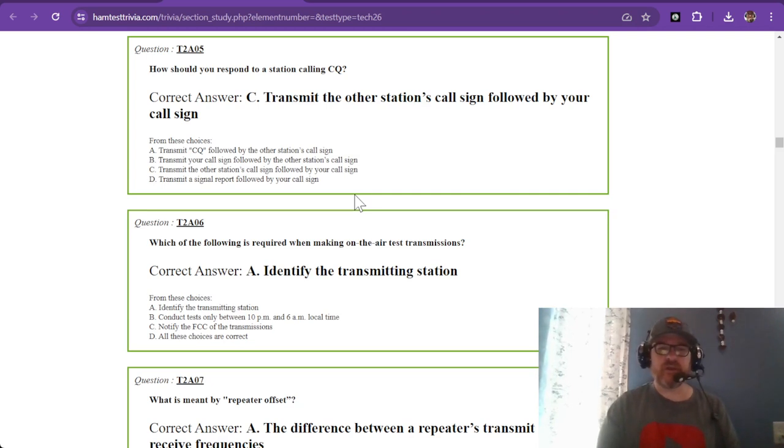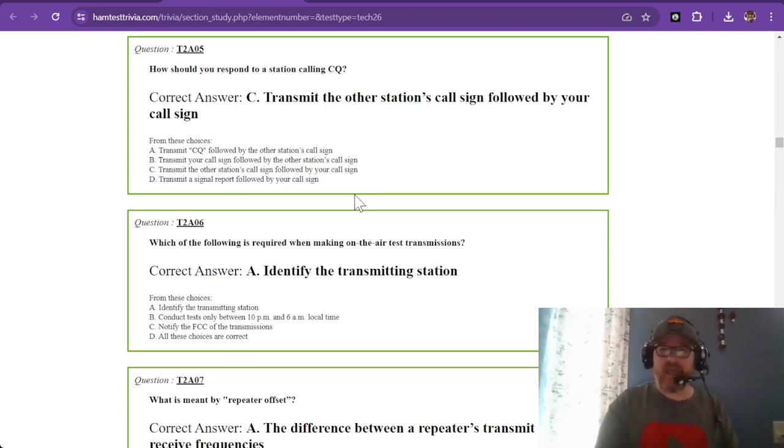So we are in question number 5. How should you respond to a station calling CQ? So let's just pretend that this is a 10-meter rig and somebody's calling CQ, CQ. This is Alpha Bravo 2 Charlie Delta. So if you heard that, you would say Alpha Bravo 2 Charlie Delta, Whiskey 1, Radio Charlie Papa. And notice that I use the phonetic alphabet. If you're on HF, phonetic just goes better.